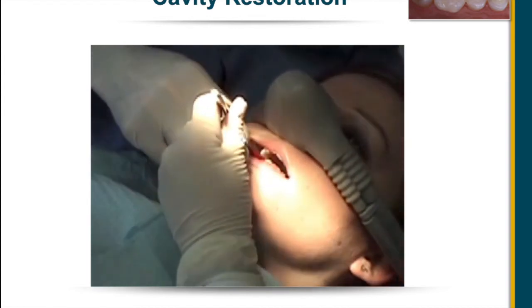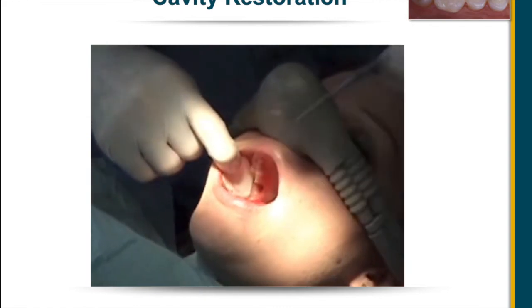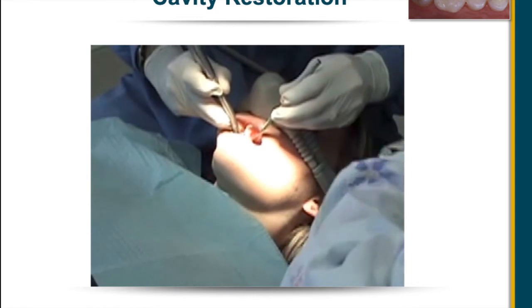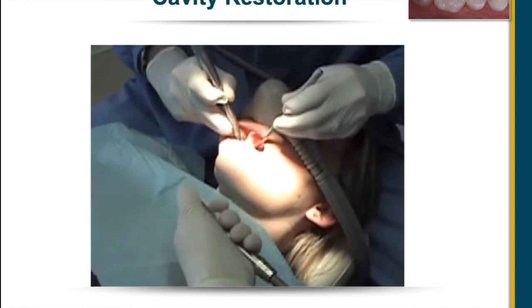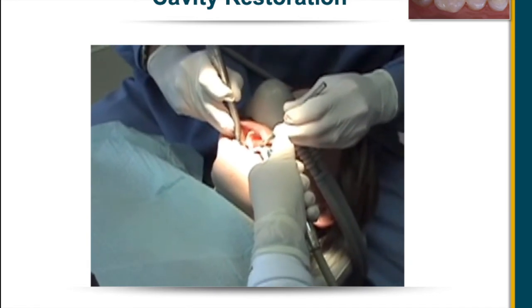The articulating paper, as viewed from the assistant's perspective: the patient is asked to gently tap or grind on the filling, then the doctor adjusts. Note the assistant may use the air-water syringe, and depending on the amount of adjustment, may also use the high-volume suction.